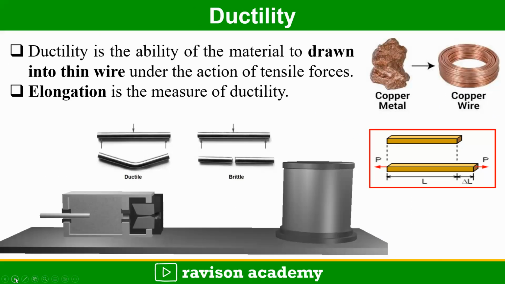Ductility is the ability of the material to be drawn into thin wire under the action of tensile forces. So ductility is the property used in wire drawing. Elongation is the measure of ductility. You can bend the ductile material, but the brittle material will be broken.